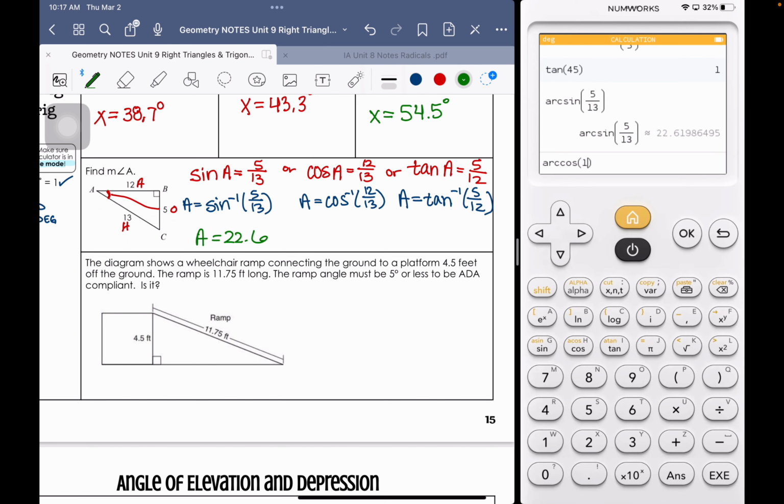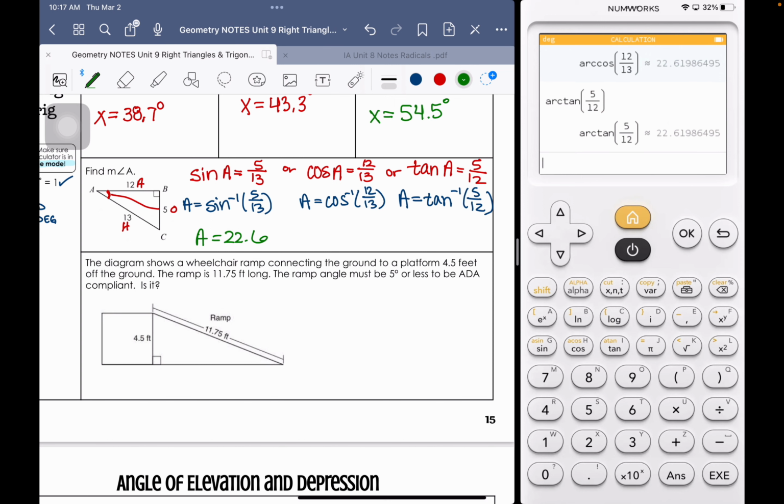Inverse cosine of 12/13, 22.6. Inverse tangent of 5/12, 22.6. So what I'm saying here is that when you have all three side lengths, you can pick any of the trig functions to find your missing angle.